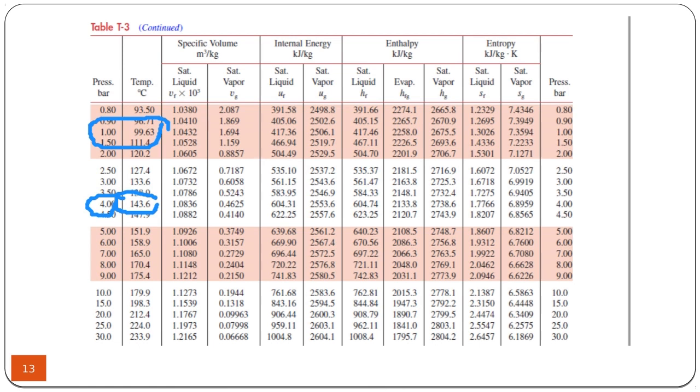The corresponding saturated liquid and saturated vapor specific volumes are given. The enthalpies: saturated liquid, saturated vapor, and in between you have the difference of the vapor and liquid. Internal energy, sorry, this is not correct, so let me, oops, all right.